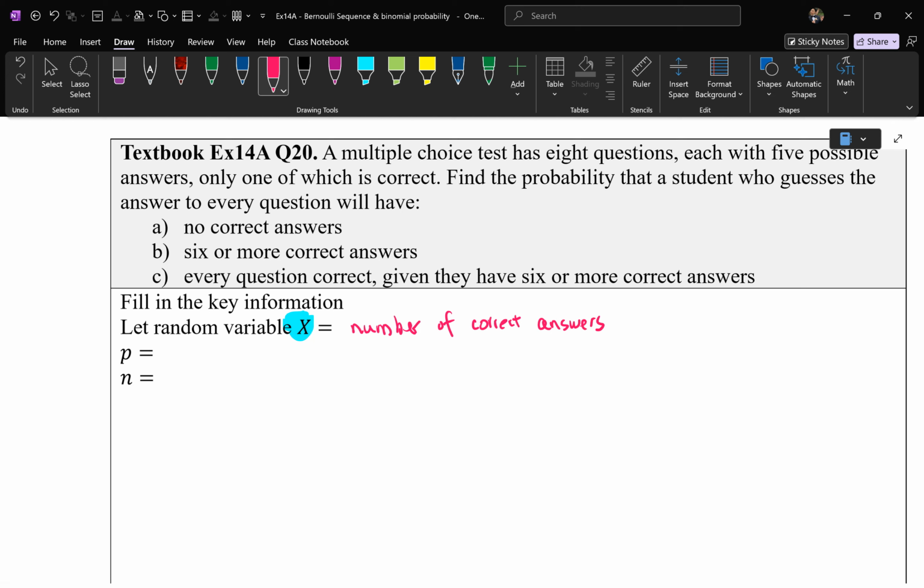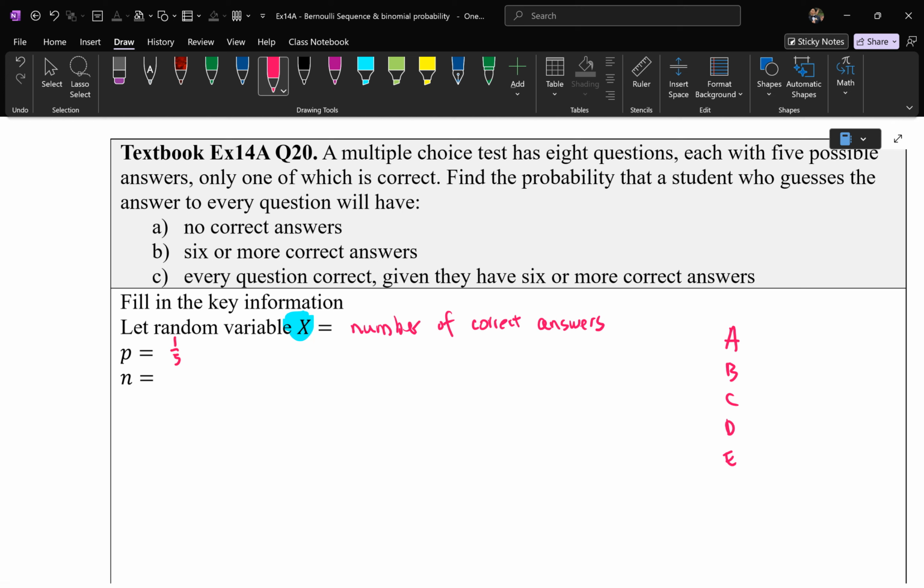What's the probability of success? 1 in 5. Why is it 1 in 5 and not 1 in 8? Beautiful. There's only A, B, C, D, E options per question. Each question is a trial. That tells you how many trials you're doing, so how many questions you're guessing. In this case, you've got a 1 in 5 chance to get a correct answer.